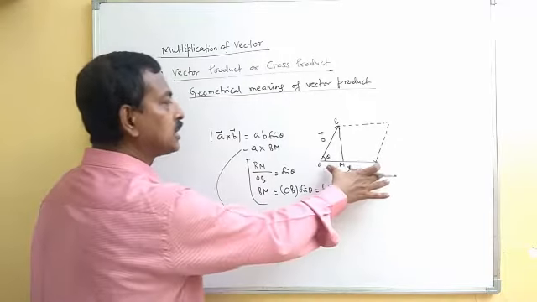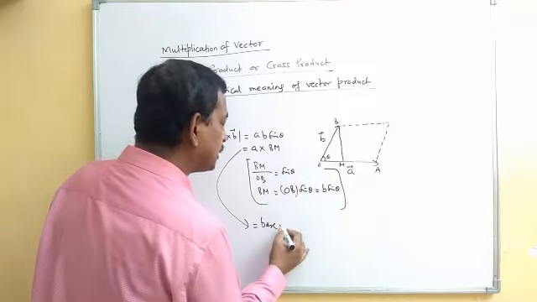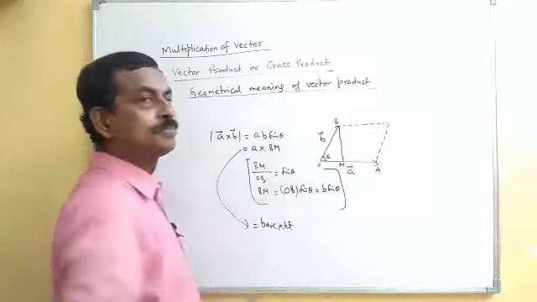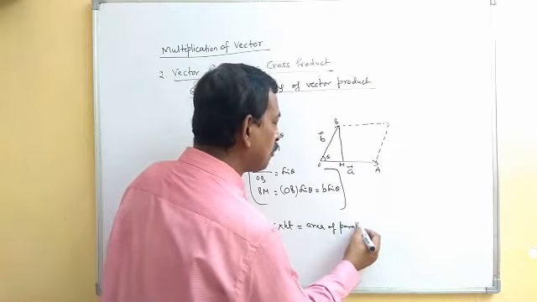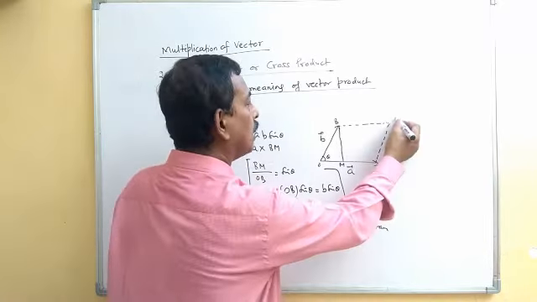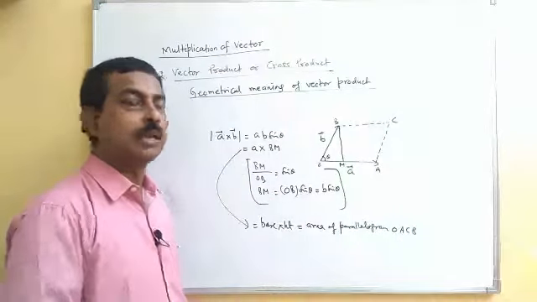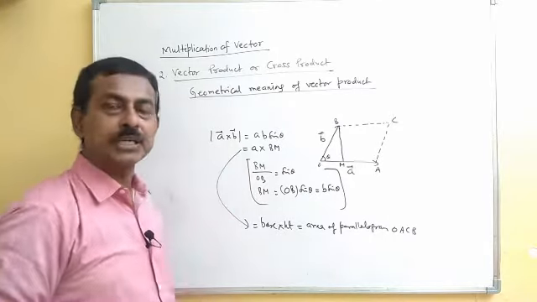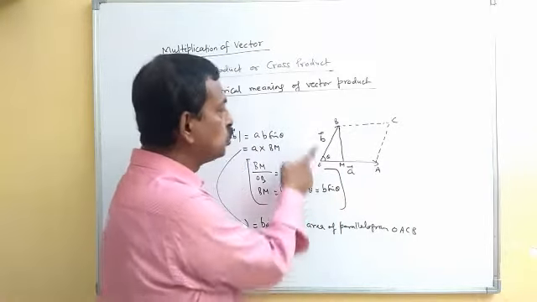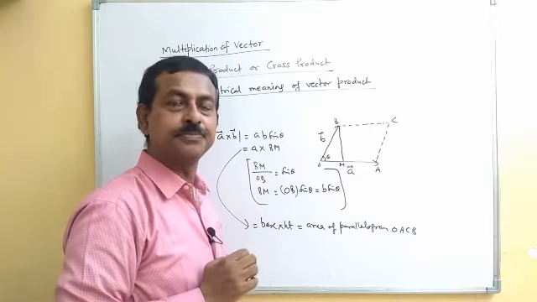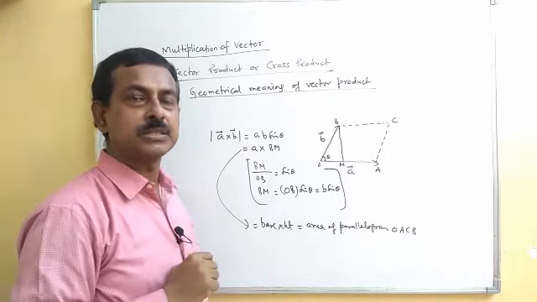That means this particular term is what? This is just like the base OA, and BM is the height. So what will this represent? This will represent the area of the parallelogram. This is your area of the parallelogram OACB. That means the cross product of two vectors, magnitude wise, represents the area of the parallelogram for which the two vectors are its adjacent sides. So this is the geometrical meaning of cross product of vectors.